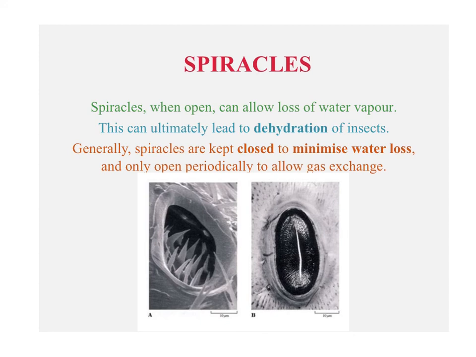Now, if you think about us with our mouths open, it's the same for the spiracles. You're going to end up losing water vapour and the organism is going to end up dehydrating. So the spiracles are kept closed generally to minimise water loss. We generally walk around in our day-to-day lives with our mouths closed and only really breathe with our mouths if we need a rapid oxygen intake. These spiracles are similar in that they only open periodically to allow gas exchange in and out. So they're not open all the time, otherwise they'd get dehydrated, and no one needs a dry trachea.